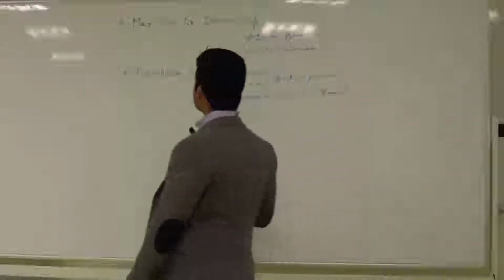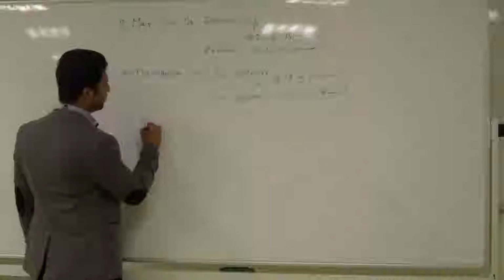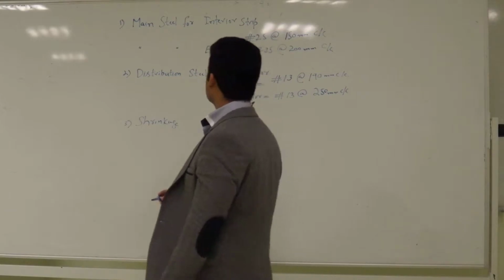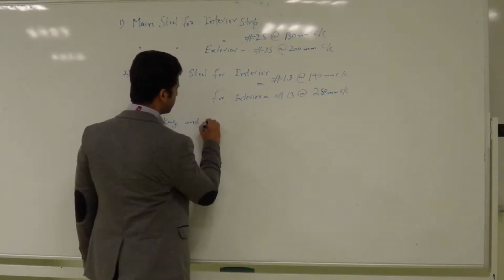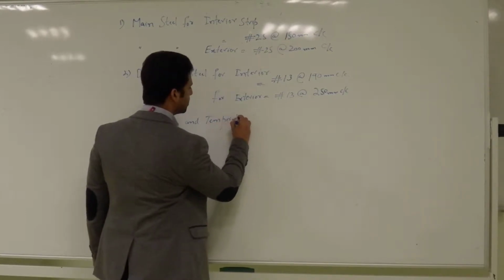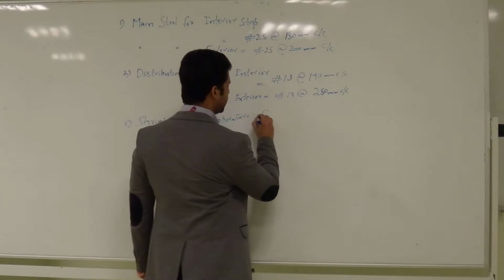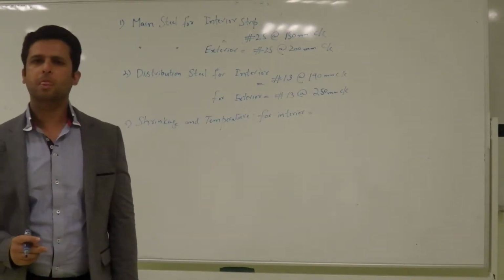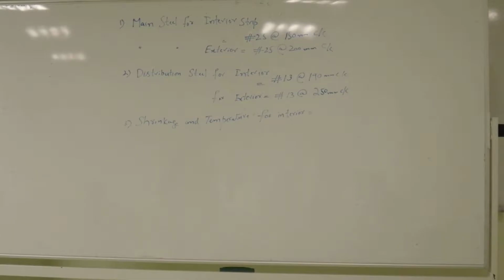Okay, so what we do now, this distribution steel will be placed at the top of the main steel. There is one more steel which we found, that is the shrinkage steel, the third AS minimum: shrinkage and temperature reinforcement. We found it last time. For interior, how much is that?